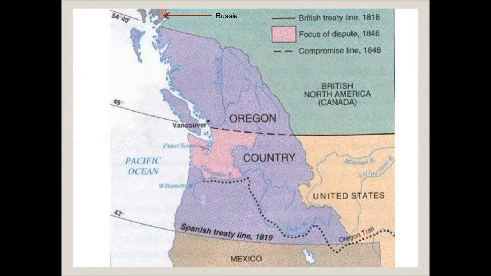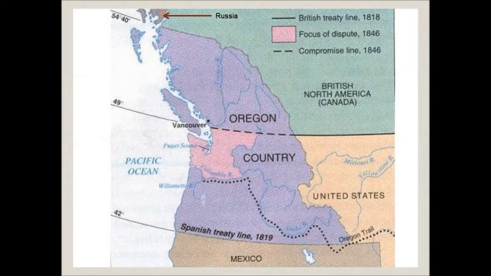You can see the 49th parallel, which is what we ended up getting, but you can see what Polk actually wanted. He wanted all the way up to 54°40′, which is right there at Russia. So probably for us, it was a better idea that we did not get all the way to 54°40′, because it could have been a whole different history for us if we had tried to go against the Russians back in this time period in the 1840s.